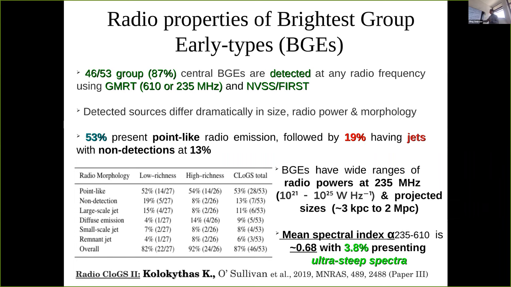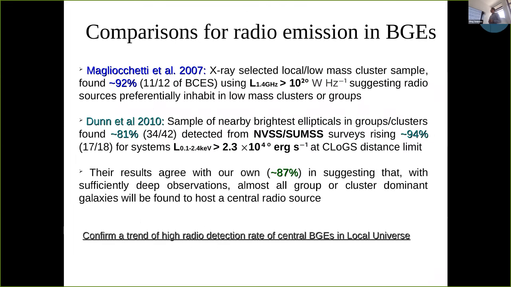And their projected sizes are as small as 3 kiloparsecs, and they get as big as 2 megaparsecs. So this is close to what we actually observe in some jet systems in clusters, in some of the extreme cases. I will move on further, saying that all this trend from earlier studies that have been used on X-ray selected or other samples of bright ellipticals in clusters, I agree with our own in suggesting that with sufficiently deep observations, almost all group or cluster dominant galaxies will be found to host a central radio source. So we confirmed a trend of high radio detection rate of central BGEs in the local universe.